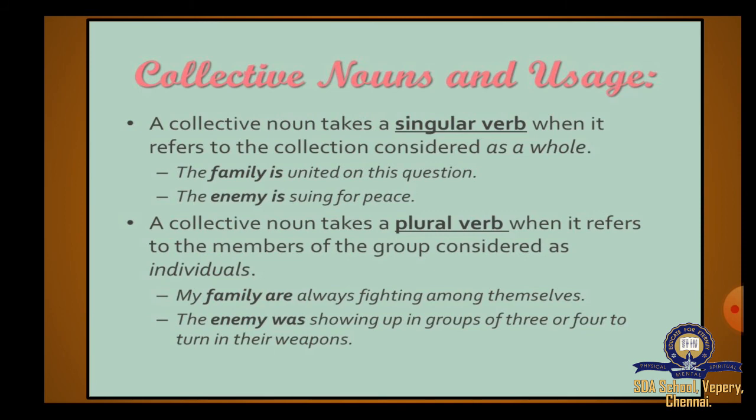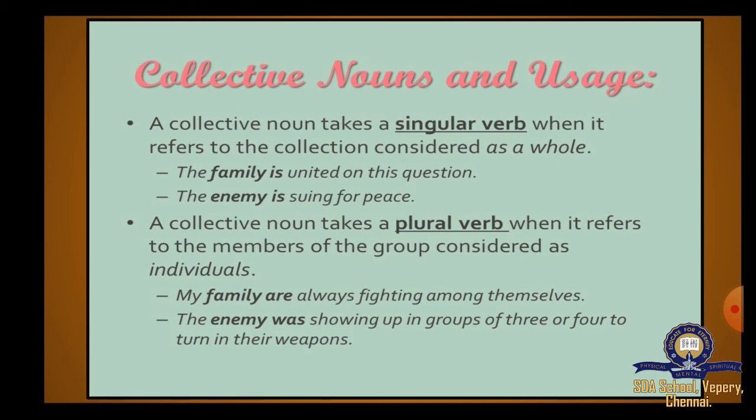So let's see an example. When it is referred to as a collective noun, singular verb. So the example is, the family is united on this question. The enemy is suing for peace. So here there's no number given for the family or for the enemy, so it is a collective. They are a collective group. So we have a singular verb, that is.